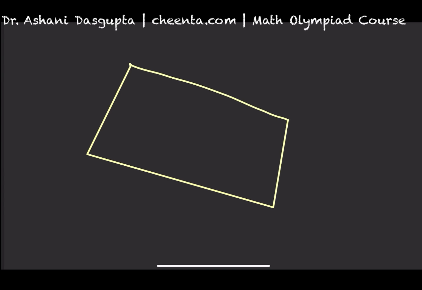Let's start by drawing a quadrilateral, ABCD. This is any quadrilateral, not necessarily a rectangle or a parallelogram or a rhombus. It can be any quadrilateral.